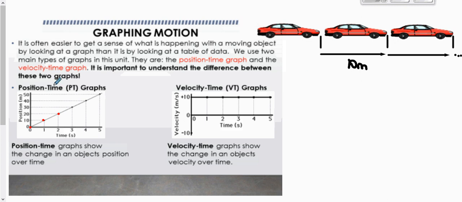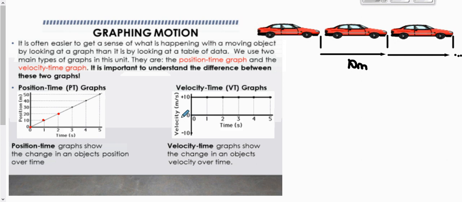If we were to continue on, what you would notice is that we would get this straight line. On a position time graph, a nice straight line like this indicates that the car is moving at a constant velocity, a constant speed. This car is moving forward at the same speed as it goes. Each second, it travels 10 meters. So in the first second, this car has traveled 10 meters in 1 second.